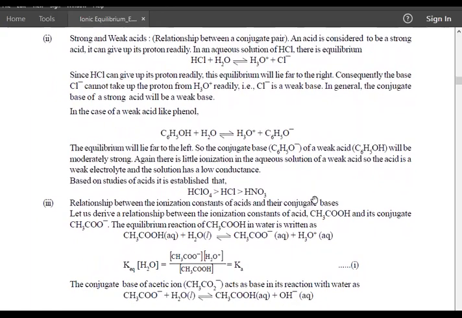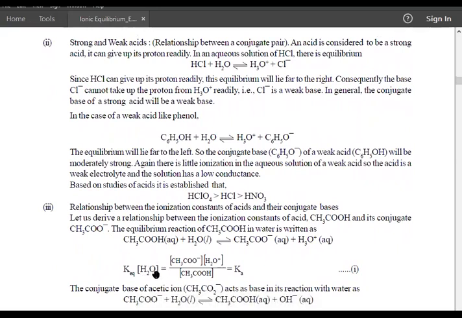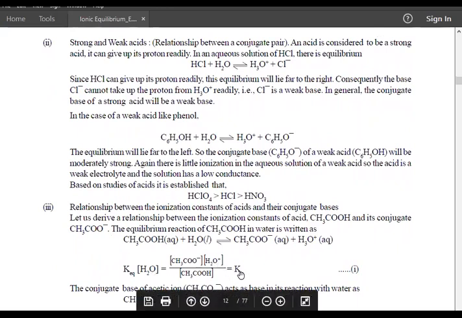Now this is what we have already studied, that K equilibrium, into H2O. Why H2O? Because H2O is just a pure liquid. So its concentration is 1. It is also equal to Ka. Okay, very good.